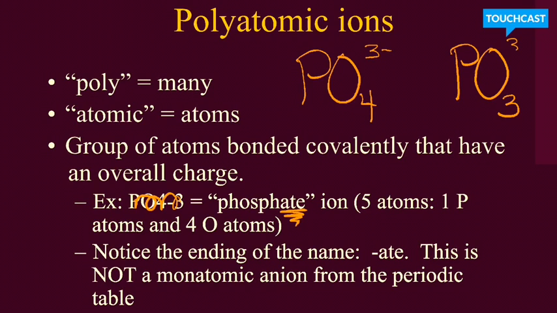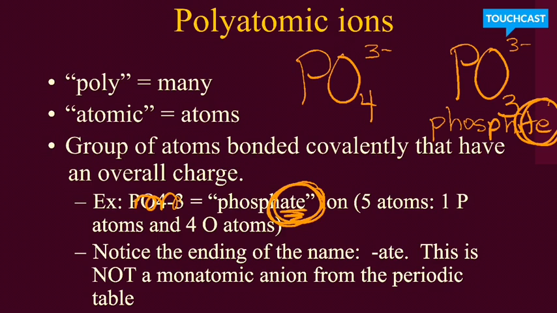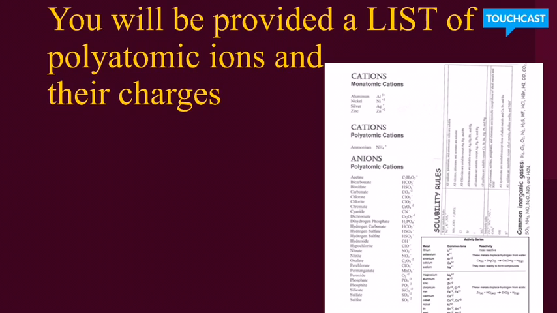PO3, with a -3 charge. It's a polyatomic ion. It has 1 phosphorus, 3 oxygens, and it works together with a -3 charge. And its name, again, is phosphite. And here is the general rule of thumb. If you ever see a name that ends in "ate" or something that ends in "ite," ates and ites are polyatomic. Well, usually. You will get a much more detailed list on the first day of school. So if I were you, I wouldn't concern yourself with this much.